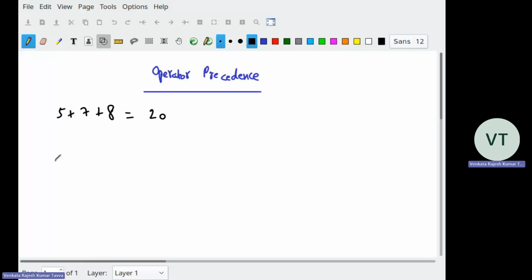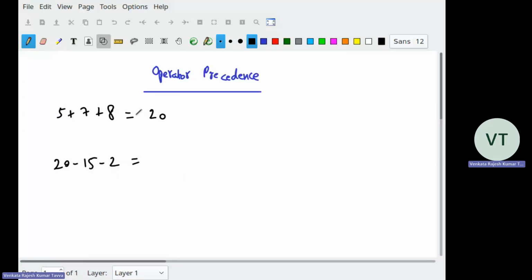But let's take a slightly different example. Here, what is the answer? 3. Why 3? Which subtraction are we performing first? 20 minus 15, the leftmost subtraction. Okay. But if you change the order, what answer will you get? If you do this first, 15 minus 2 will be 13, 20 minus 13 will be 7. You're getting a different answer, right? So here the order matters.